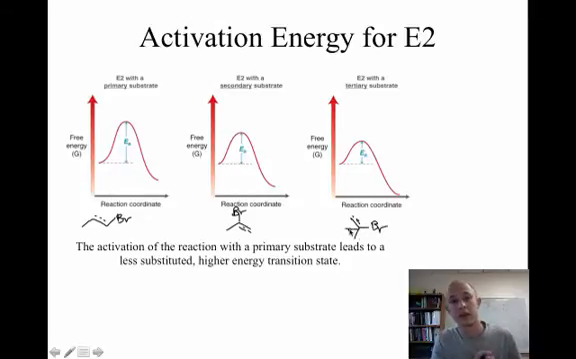And remember in the previous video, when we talked about alkene stability, the more substituted it is, the more stable it is. So if we're partially forming a more substituted alkene, that's going to lower the energy of the transition state, which means that because in this transition state a more stable alkene is partially being formed, this is going to be a faster reaction because it has a lower activation energy. This will be a slower reaction because it has a higher activation energy, because a less stable alkene is partially being formed.